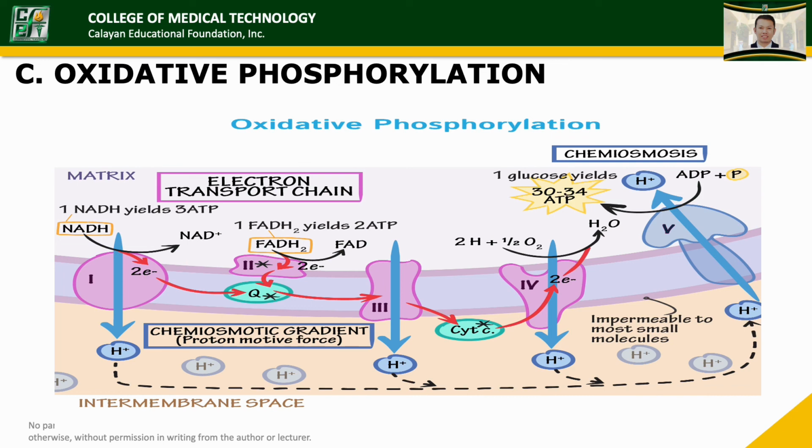So in short, there's a need for oxidative phosphorylation because it is the last stage of cellular respiration, and that also means that the highest number of ATP is yielded in this last stage. As mentioned here, there are 30 to 34 ATP.